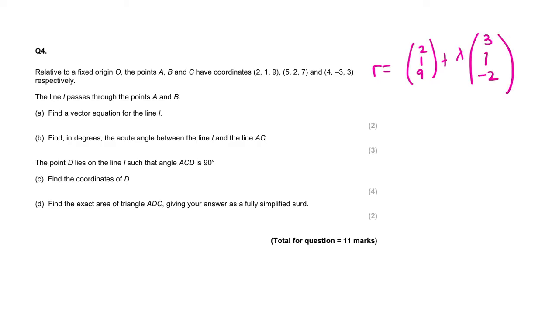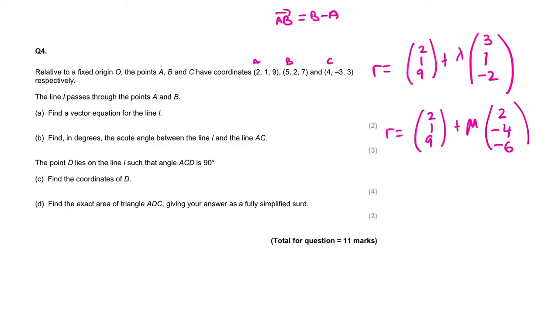Okay? Some of you might do, this is your A, this is your B, C. Some of you, for your direction vector, might do the vector B minus A. That's fine. Whatever works for you. It then says, find in degrees the acute angle between the line L and the line AC. Okay, so let's do the line AC as well. So line AC, I'm going to use A again, plus mu of, okay, how do I get from 2 to 4? 2. How do I get from 1 to minus 3? Minus 4. How do I get from 9 to 3? Minus 6.